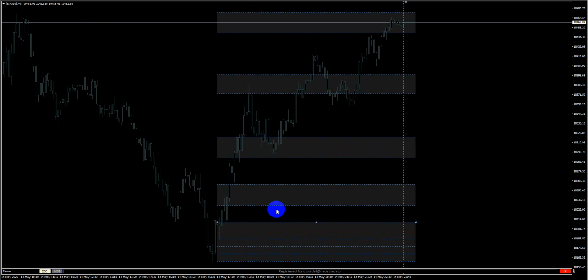For example, right here, we can adjust this level, where this is a certain resistance. Well, it wasn't really resistance, but it's a resistance level that became support, and now it got broken out. Then the price comes back, and then we can trade this context.